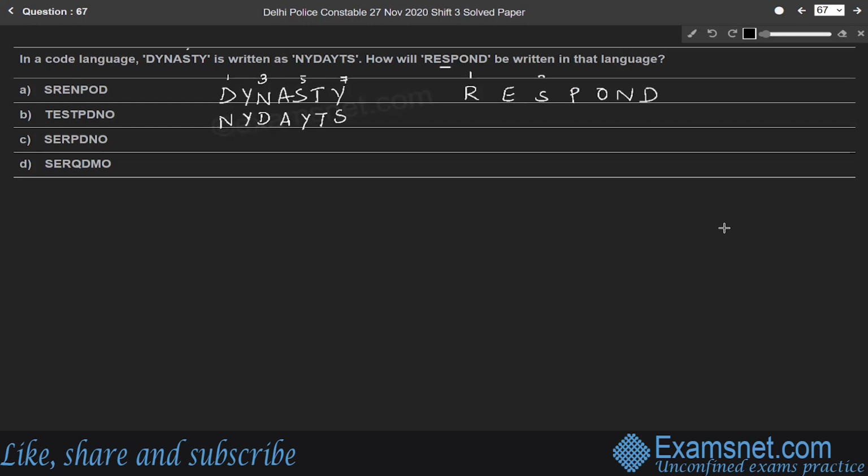Positions of first and third alphabets, in place of R, S is the code. E will be as it is, in place of S, R is the code. Whereas the fourth letter is P, fifth and seventh. So here P will be as it is, in place of O, D is the code, and N will be as it is, in place of D, it is O. Therefore, SERPDNO. Therefore, option C is the right answer.